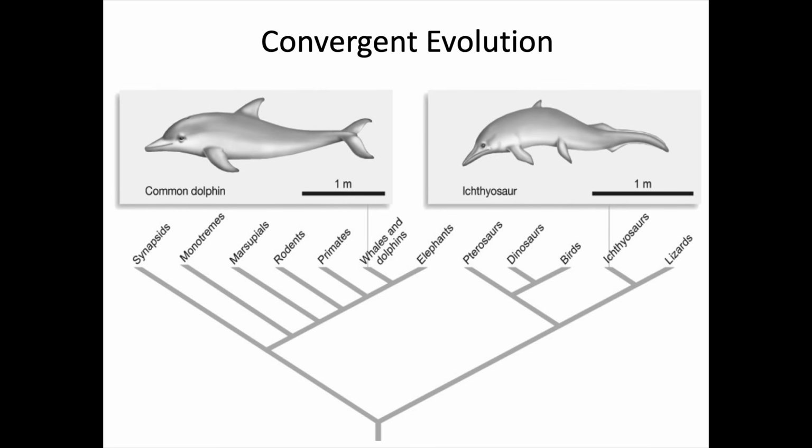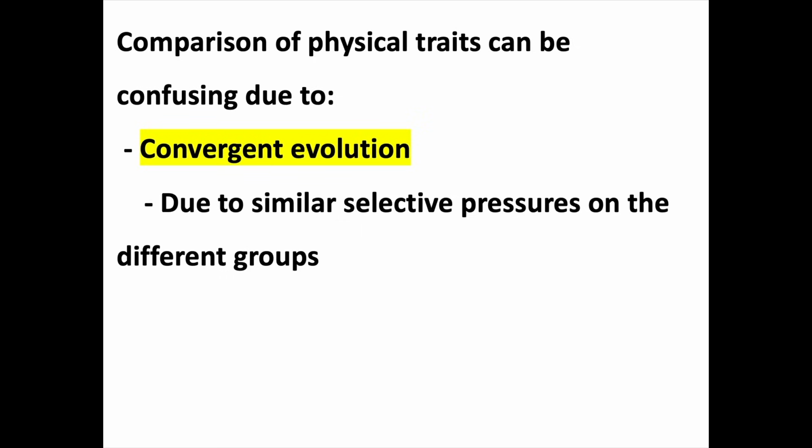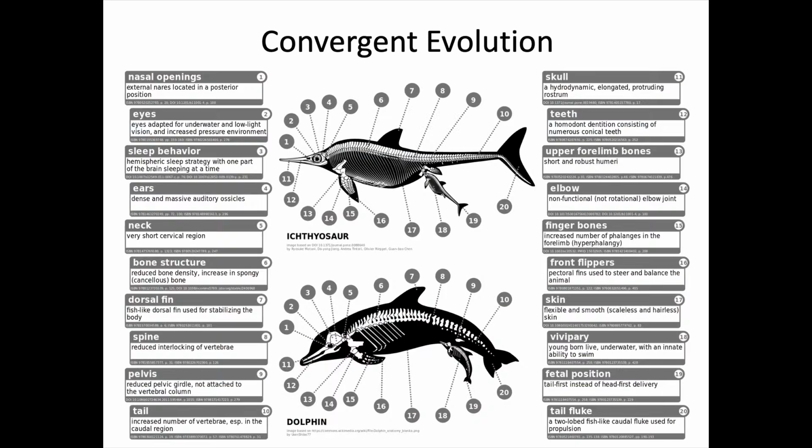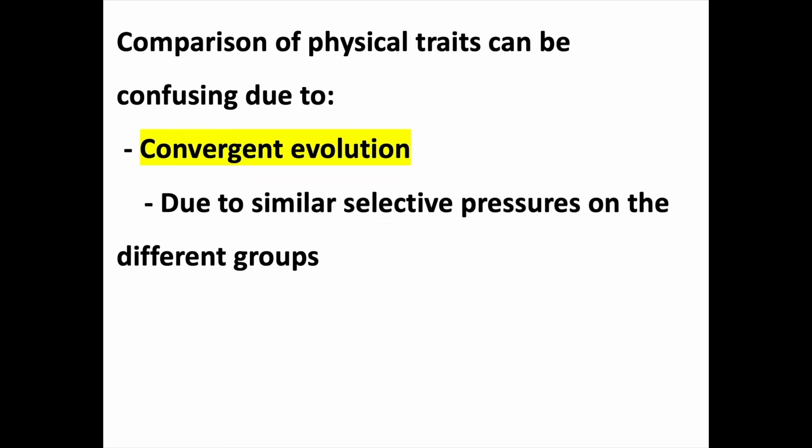And if we want to look at their tree, yep, here the ichthyosaurs are closer to lizards, and here's the common dolphin over here, closer to elephants and stuff. Definitely far apart from reptiles. So yeah, we'll see many more examples, but convergent evolution. This is due to similar selective pressures on these different groups. Again, the selective pressure to take down large prey, to survive in the open ocean, it's going to shape different groups to have very similar looking bodies.